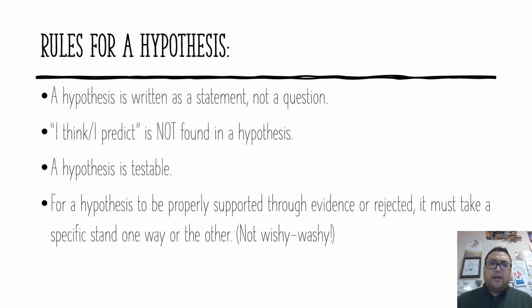So you might be asking, Mr. Tran, how do I write a hypothesis? So again, these are rules for writing a hypothesis. A hypothesis is written as a statement, again, not a question. The I think and I predict should not be found in your hypothesis at all. Do not include yourself in the hypothesis. And then a hypothesis is definitely testable. Again, remember the sparrow's happiness versus the eagle's happiness. You can't have a measurement of happiness. For a hypothesis to be properly supported through evidence or rejected, it must take a specific stand. No wishy-washy answers. You either go for it or you don't go for it. Again, it's a yes or a no.